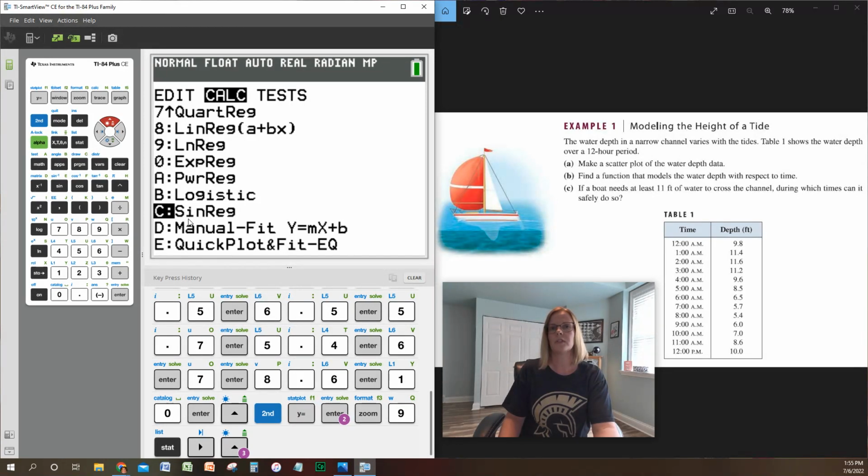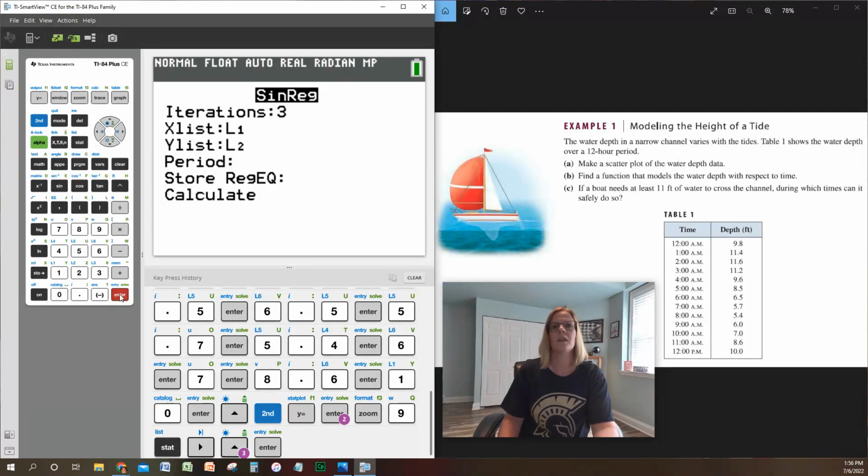Now, depending on your type of calculator, it may not be C, but it needs to say sine reg, which means sine regression. Okay. You probably worked before with option 8 up at the top, which is linear regression. So that's y equals mx plus b format. You can see we've got all different kinds of ones. We've got exponents, powers, logistics, and then sine regression. So I'm going to choose enter for option C.